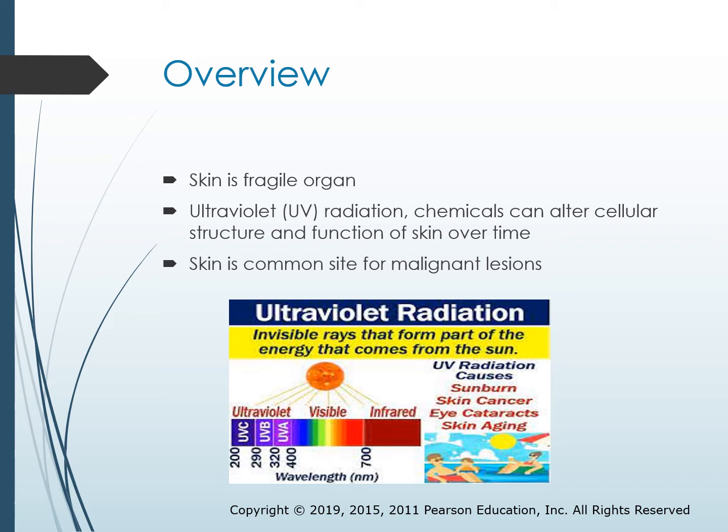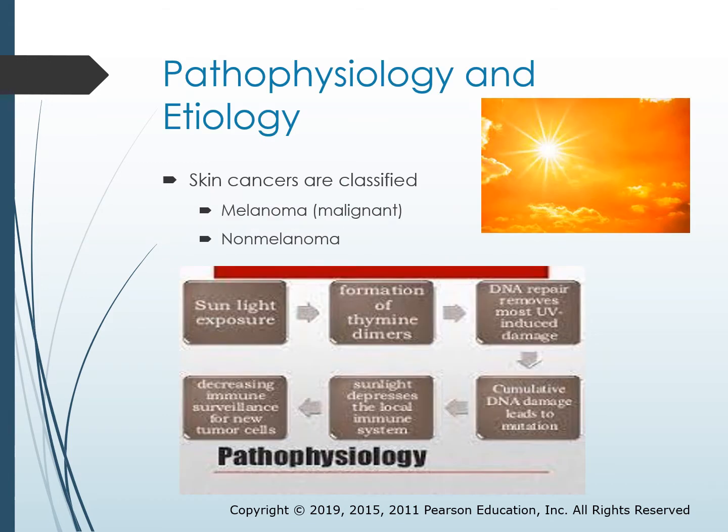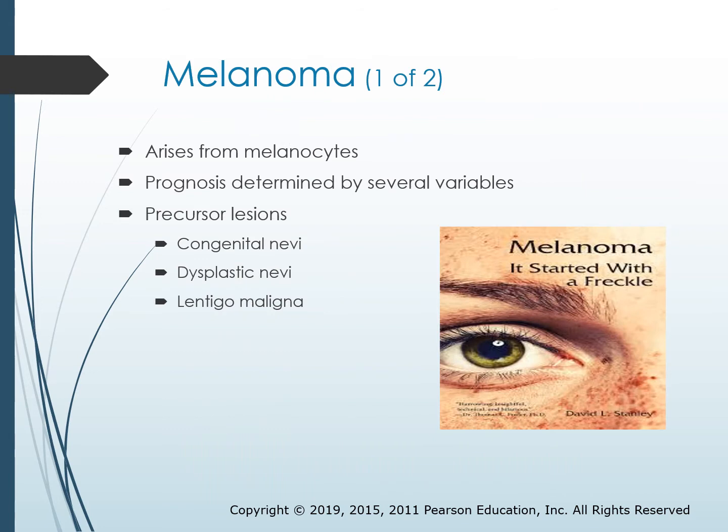The non-melanoma skin cancers are basal cell cancer and squamous cell cancer. So what's the pathophysiology? They're classified into melanoma or non-melanoma. The melanomas arise from melanocytes, cells located at or near the basal layer, the deepest epidermal layer of our skin. These cells produce melanin, the dark skin pigment.